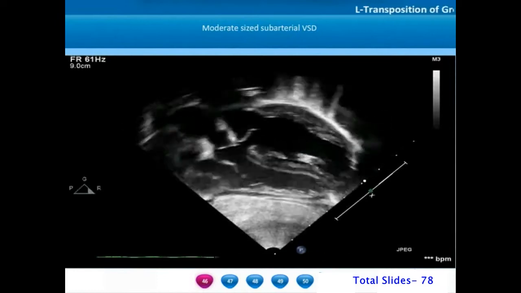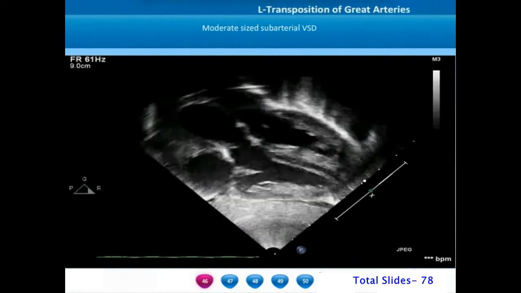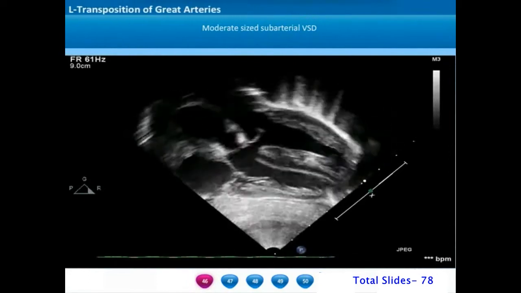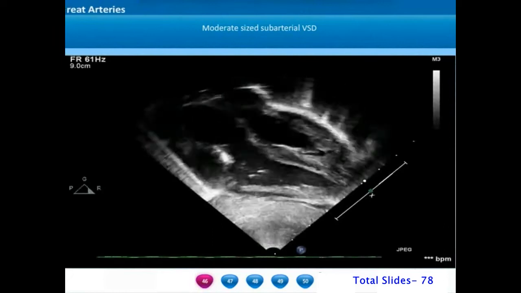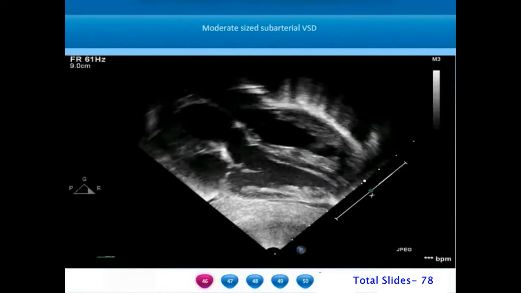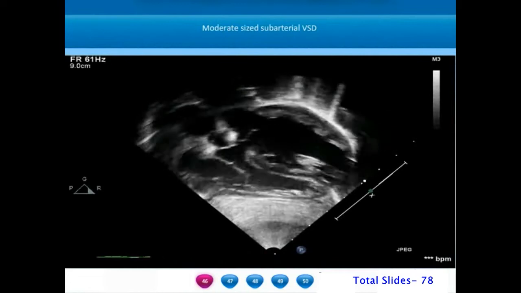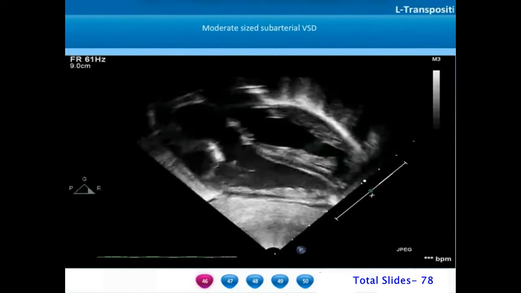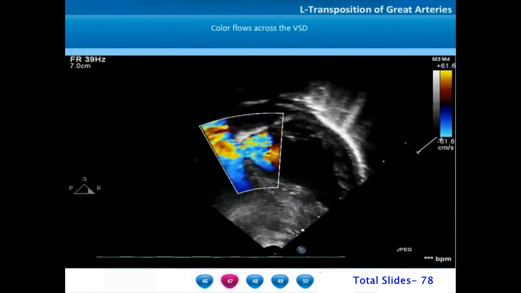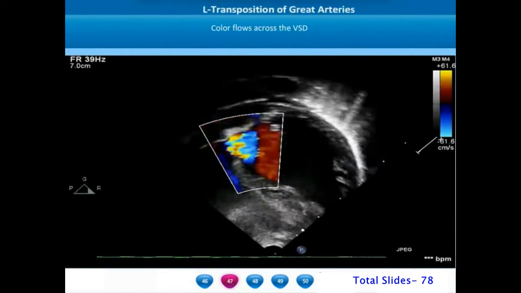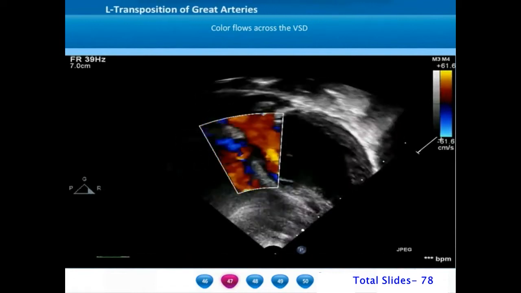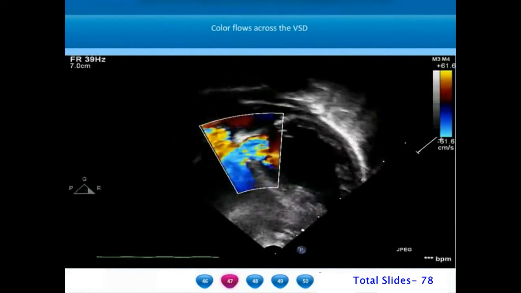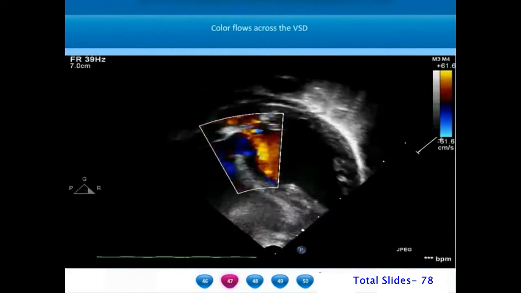We can notice the presence of a large subarterial ventricular septal defect. The ventricular septal defect is located immediately below the pulmonary and the aortic annulus. In this patient, the conal septum was absent. On an apical view, we can appreciate the flow of blood on color Doppler from the morphological right systemic ventricle towards the pulmonary artery through the subpulmonary ventricular septal defect.